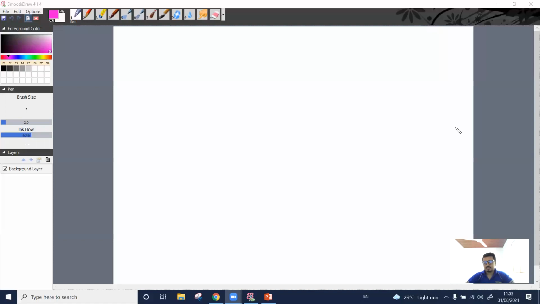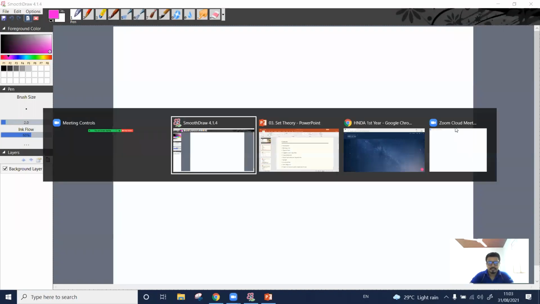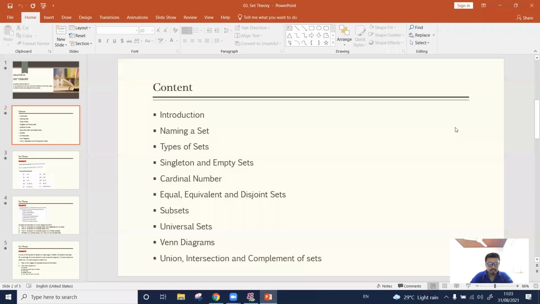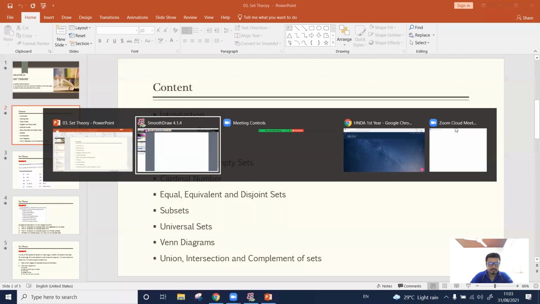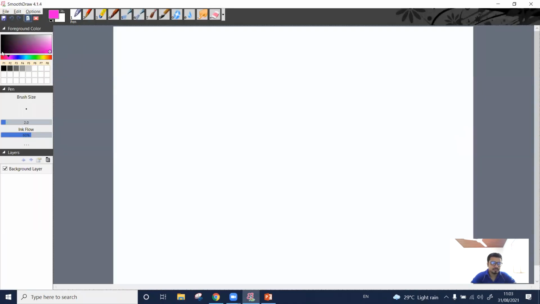Okay, the next subtopic is subsets. In Sinhala, what do we call these subsets? Upakula. Right. I will take it like this.